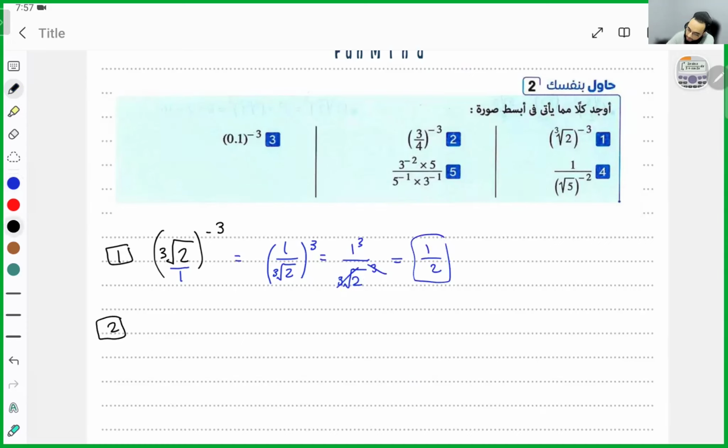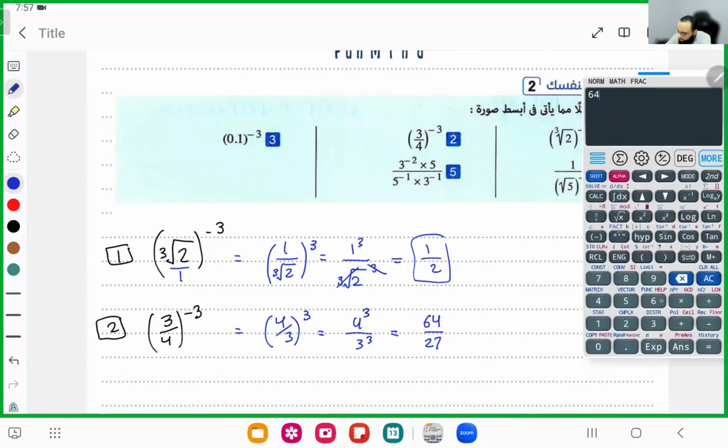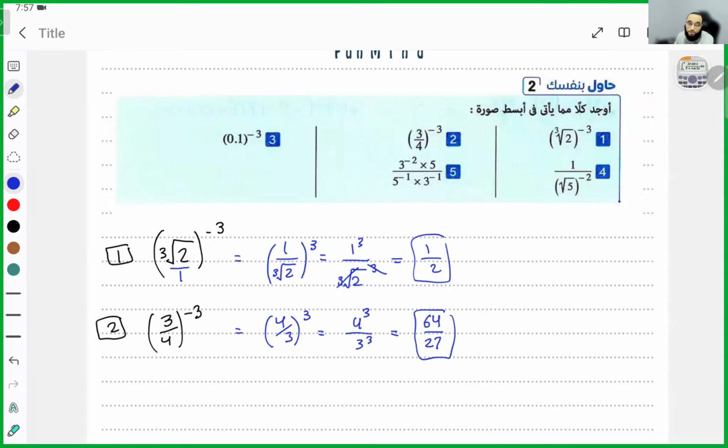The next, 3 over 4 power of negative 3. It's 4 over 3 power of 3. It's 4 power of 3 over 3 power of 3, which is 64 over 27. If there is any simplifying, actually no. Okay? You can check the calculator.